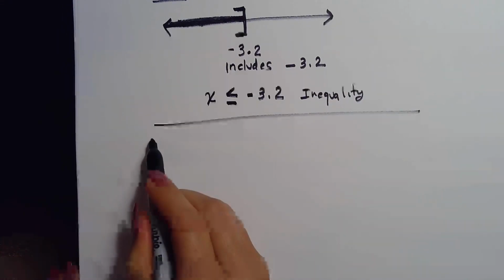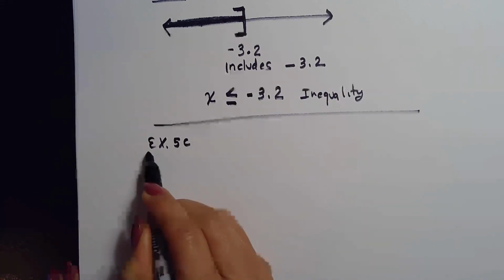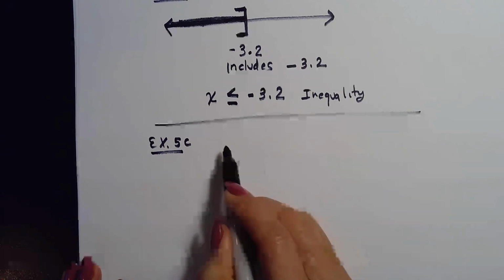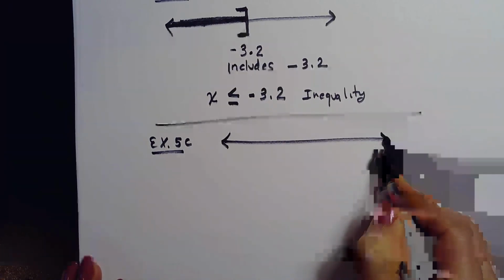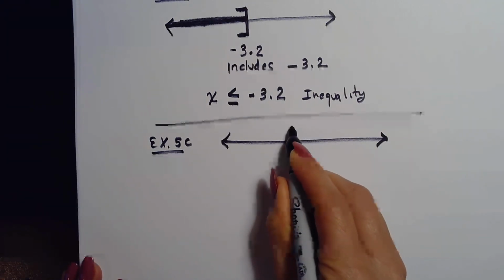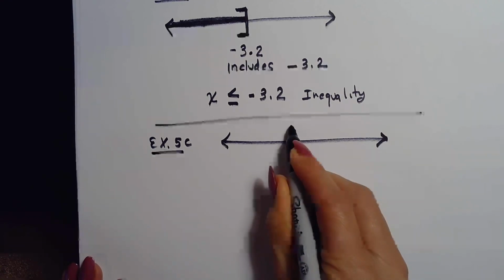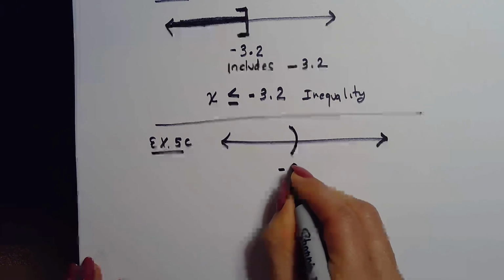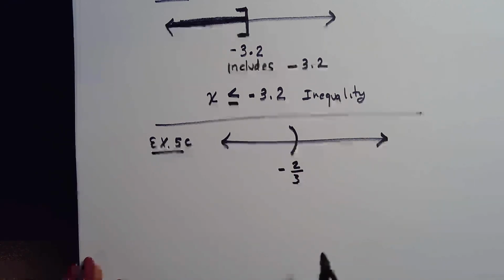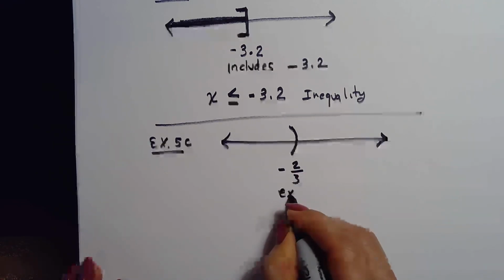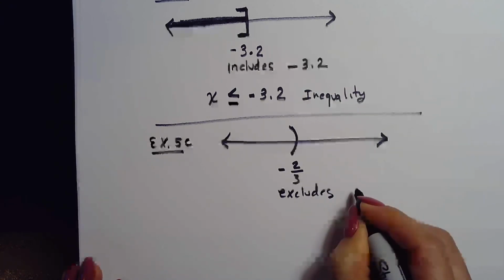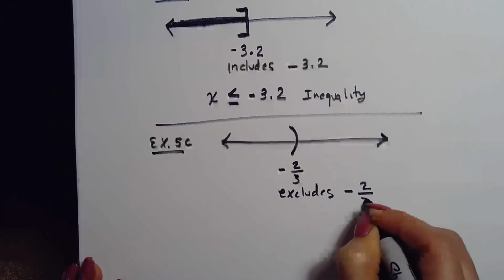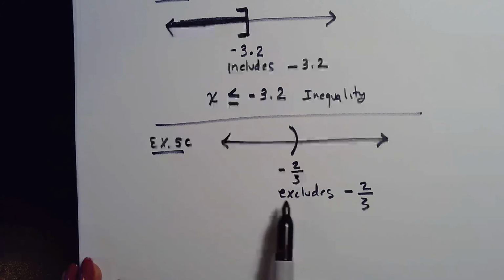What about example 5c? Example 5c has a graph that looks like this. It has the open parenthesis. Oh, so now it's open. That means that the number is excluded. So negative 2/3 will not be included. So this one excludes the negative 2/3. In this case, we have negative 2/3, so this will not include negative 2/3.